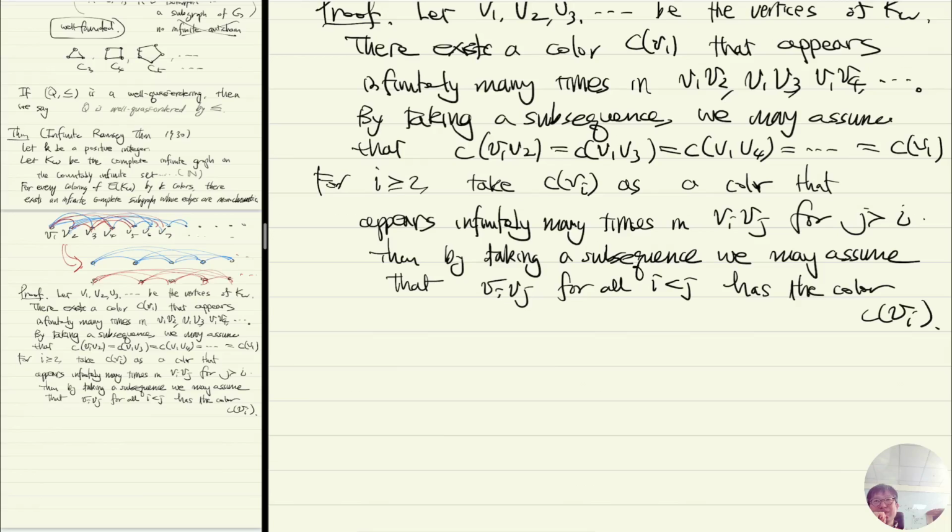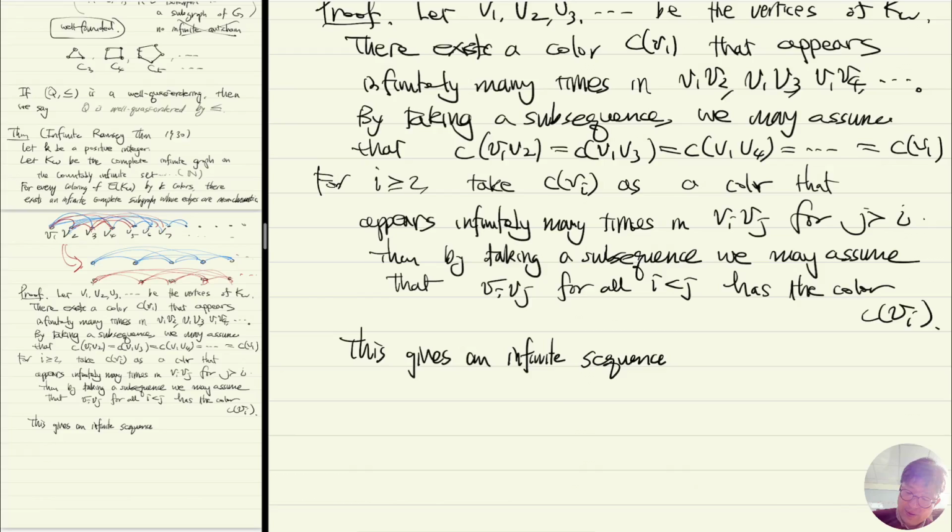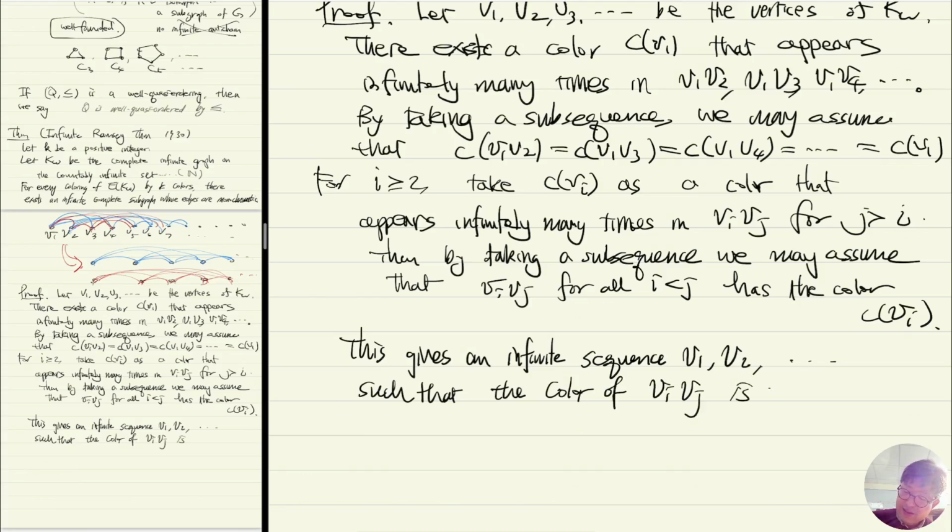Then we have some subsequence. So this gives an infinite sequence v1, v2, ... such that the color of the edge (v_i, v_j) is equal to c(v_i).